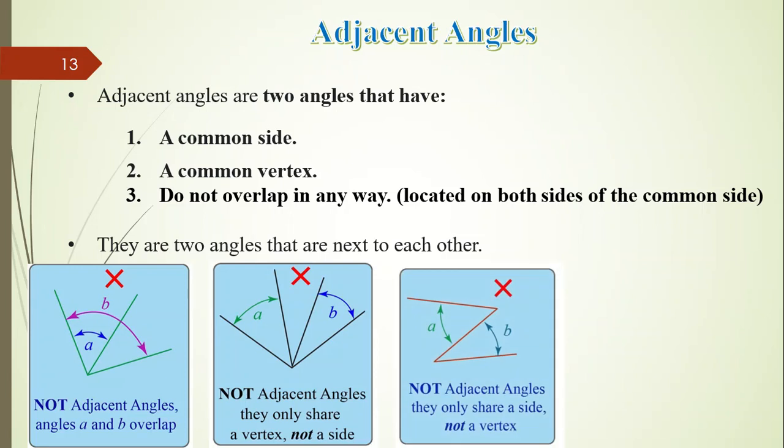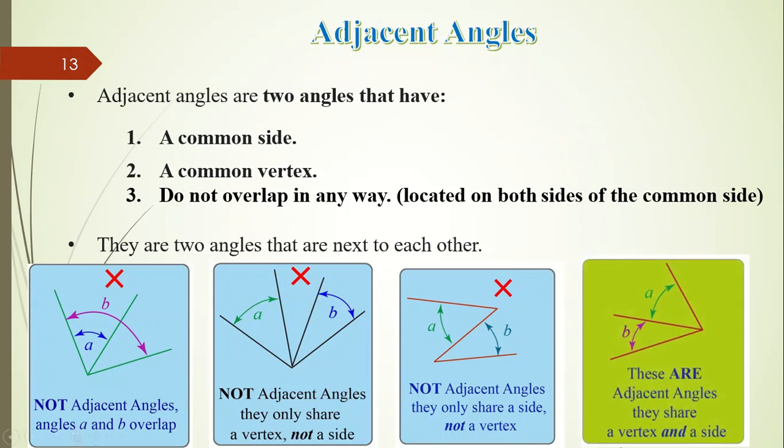Here the two angles are not adjacent angles since they don't have a common vertex. Okay, they have a common side, they do not overlap, but they don't have a common vertex. Here for the angle A, this is the vertex, and for angle B, this is the vertex here. So since A and B don't have a common vertex, they are not adjacent angles.